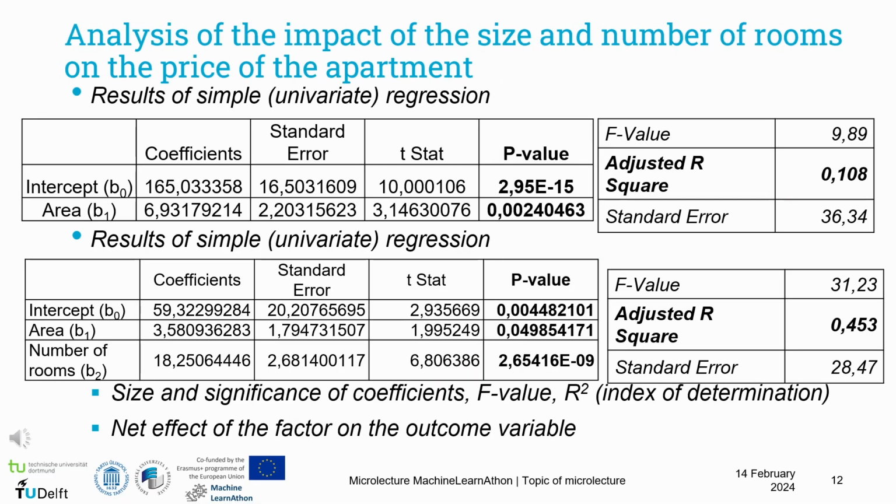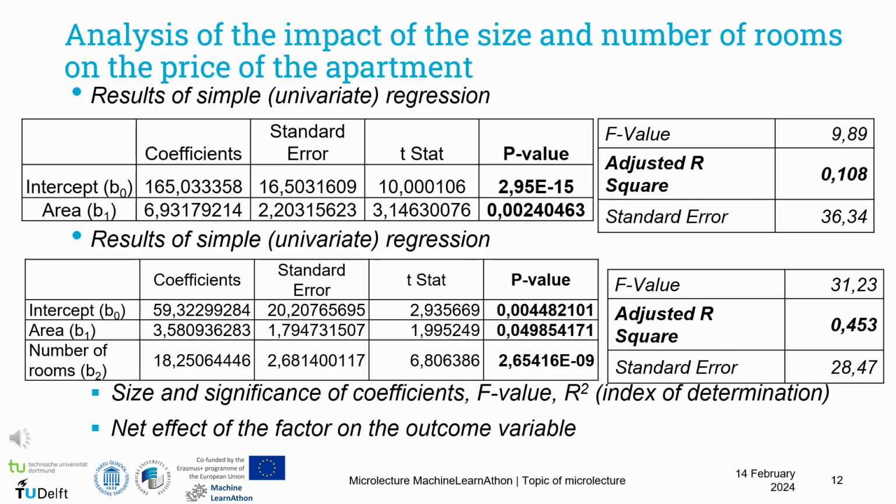Let's look at a real-world example, predicting apartment prices based on size and number of rooms. Multivariate regression helps quantify how much each factor contributes to the price. You can see two sets of regression results. The first table shows a simple regression using only the area, while the second includes both area and number of rooms. The improvement is clear.